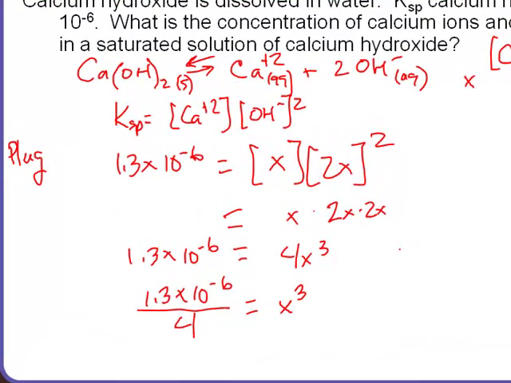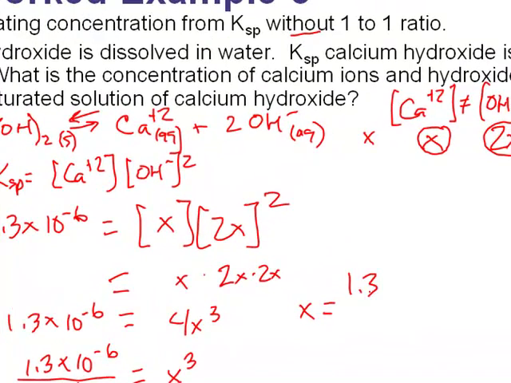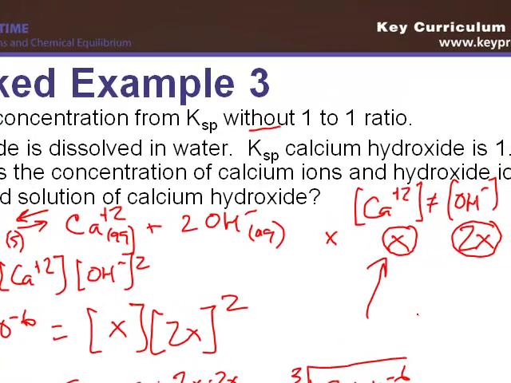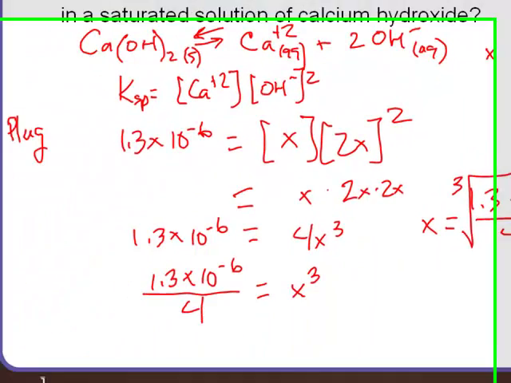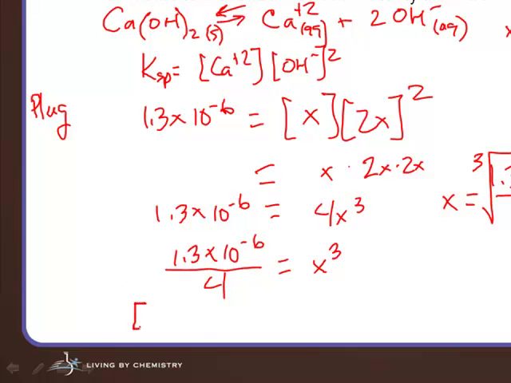To get X by itself, we have to take the cube root of the 1.3 times 10 to the negative 6 over 4, and we've got to take the cube root of that entire thing. This will give us the calcium concentration. To find the hydroxide concentration, we just need to multiply this by 2, and we will have the concentration of the calcium ions and the concentration of the hydroxide ions.